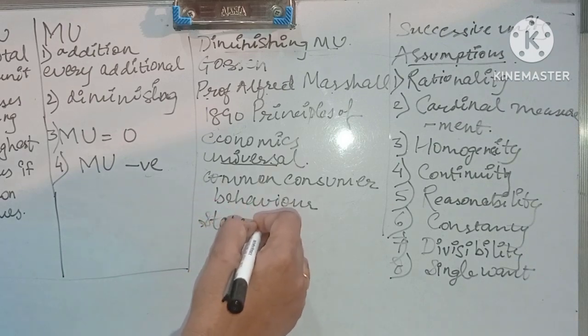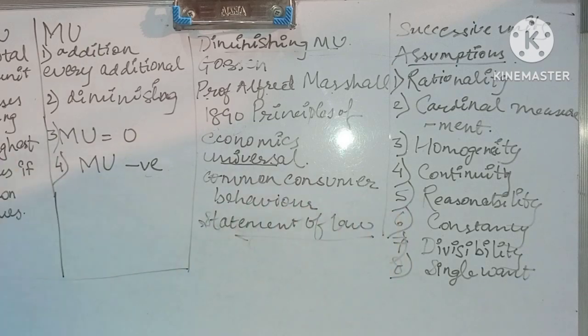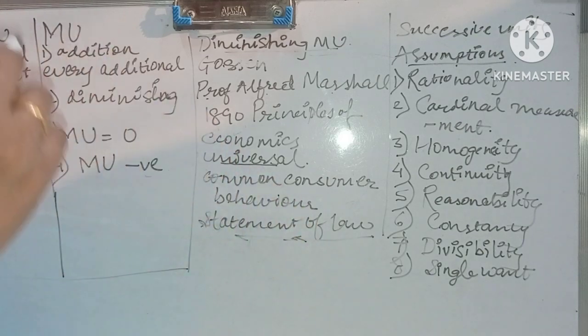According to Professor Alfred Marshall, other things remaining constant, the additional benefit which a person derives from a given increase in his stock of things diminishes with every increase in the stock that he already has. You need to learn this statement, because the exam might have the law of diminishing marginal utility. You will have to write the statement of law. Statement of law is very important, so you have to write the exact words.